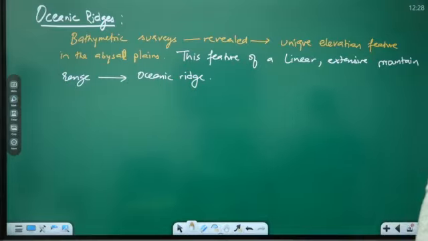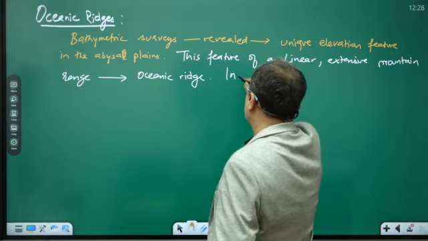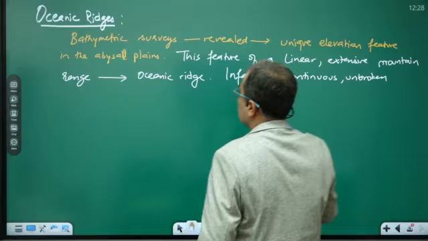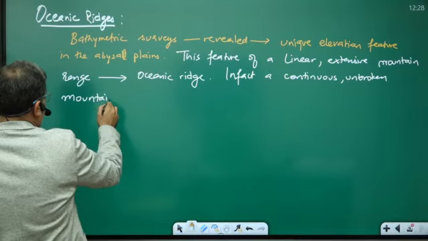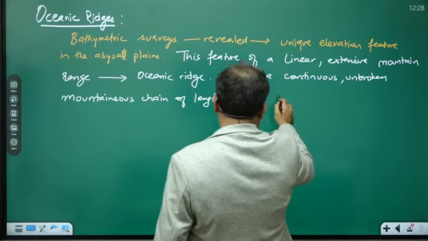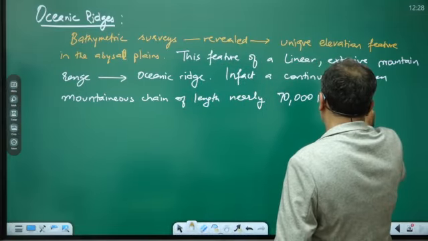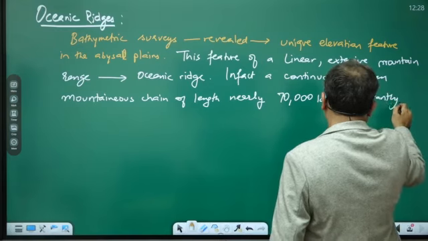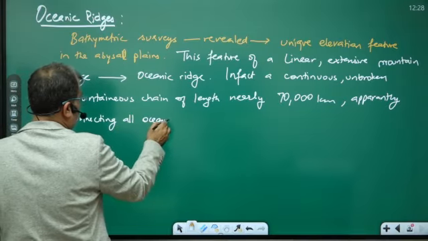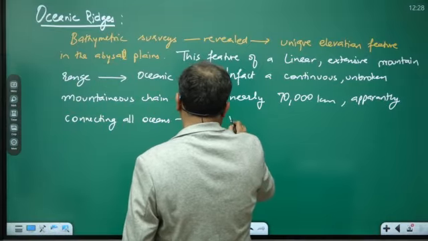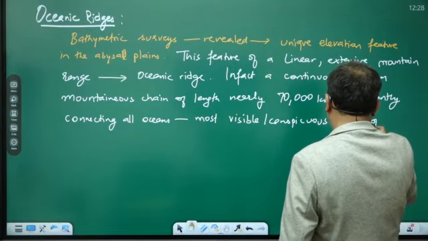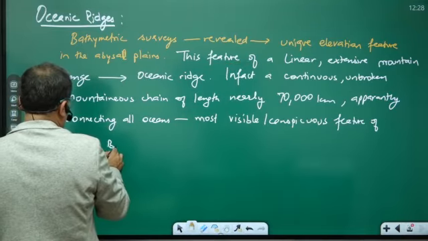In fact, a continuous, unbroken mountainous chain of length nearly 70,000 kilometers, apparently connecting all oceans, was the most visible, conspicuous feature of ocean bottoms.